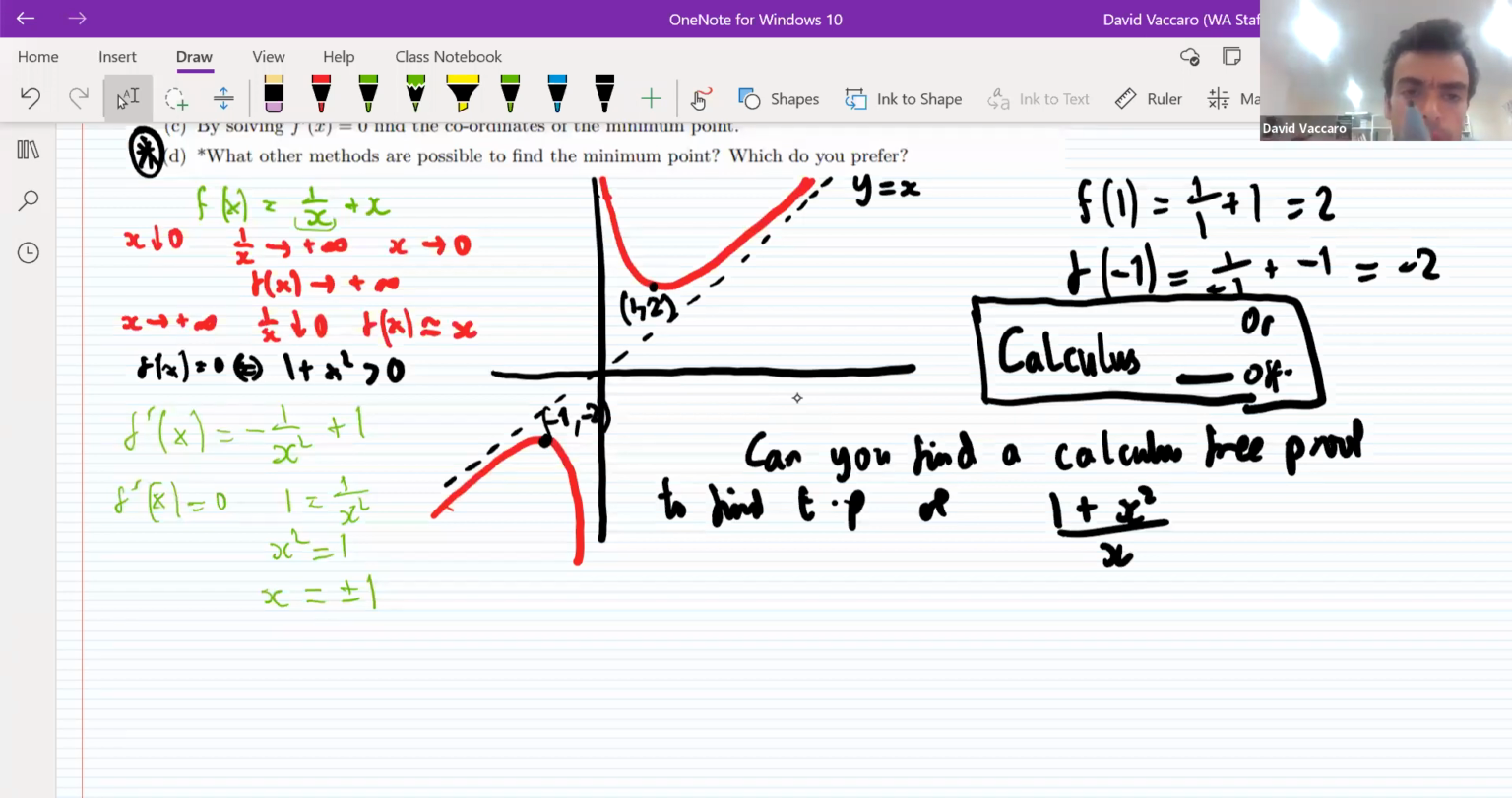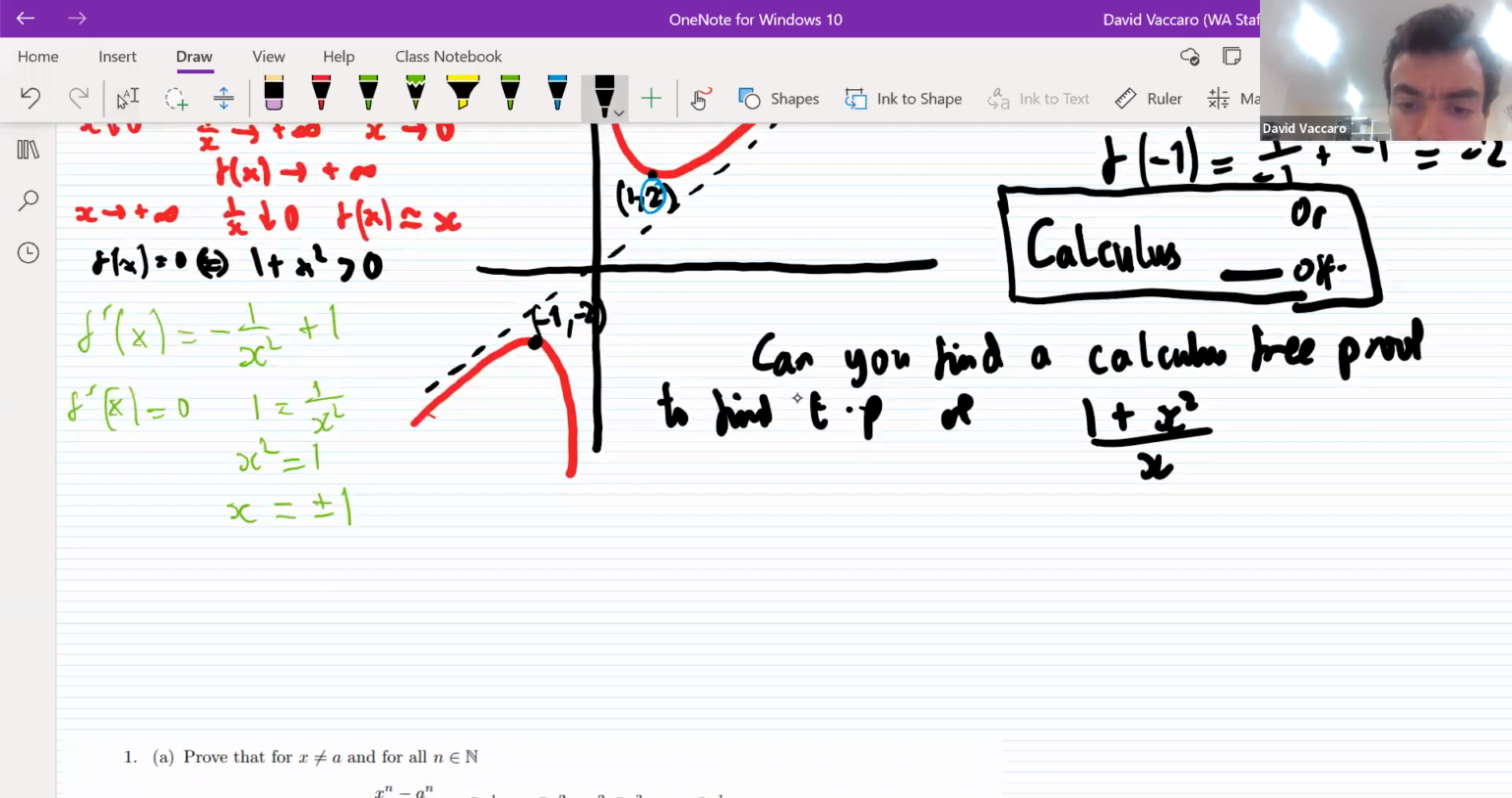So I'm going to write something at this point which very many of you will write. And when I was your age, I would probably have written the same. Let's look at what I'm trying to prove. I'm trying to prove that the minimum value of 1 plus x squared over x is 2.